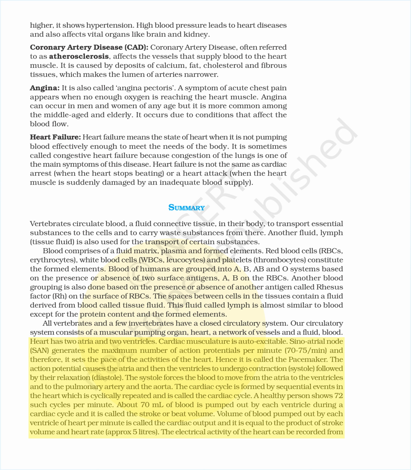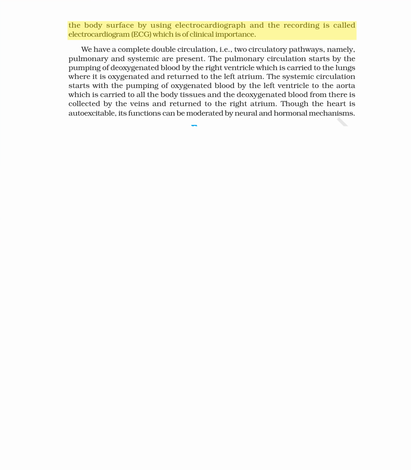About 70 milliliters of blood is pumped out by each ventricle during a cardiac cycle and it is called the stroke or beat volume. Volume of blood pumped out by each ventricle of heart per minute is called the cardiac output and it is equal to the product of stroke volume and heart rate, approximately 5 liters. The electrical activity of the heart can be recorded from the body surface by using an electrocardiograph and the recording is called electrocardiogram, ECG, which is of clinical importance.